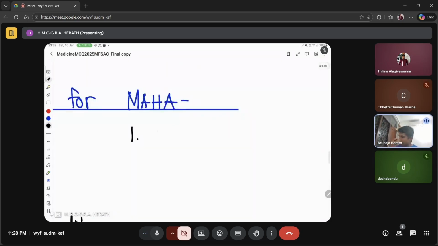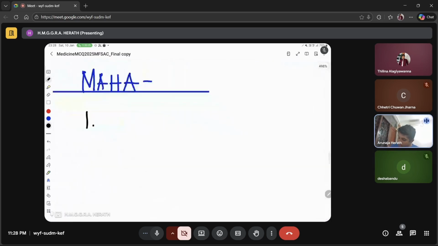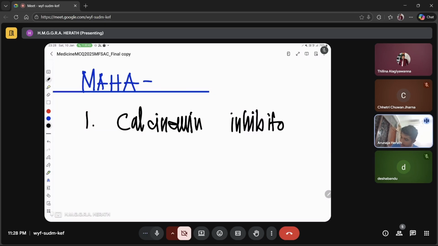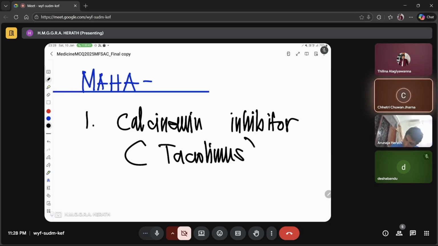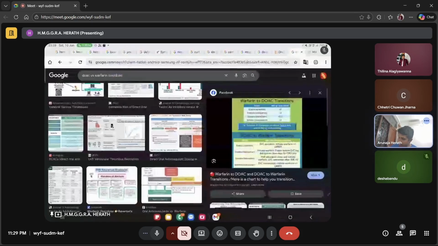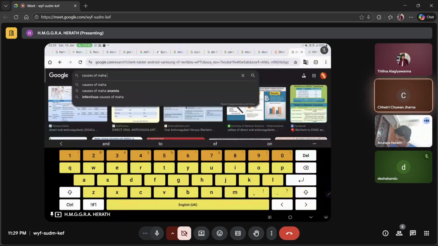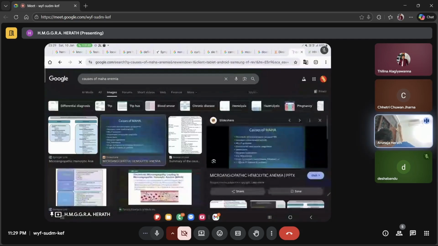What drugs usually cause MAHA? Have you heard of calcineurin inhibitors? Have you heard of a drug called tacrolimus? Tacrolimus, cyclosporin? Patients with renal failure who have undergone renal transplantation get tacrolimus. So usually that can also cause MAHA sometimes, right? So we'll see. These are the causes of MAHA.